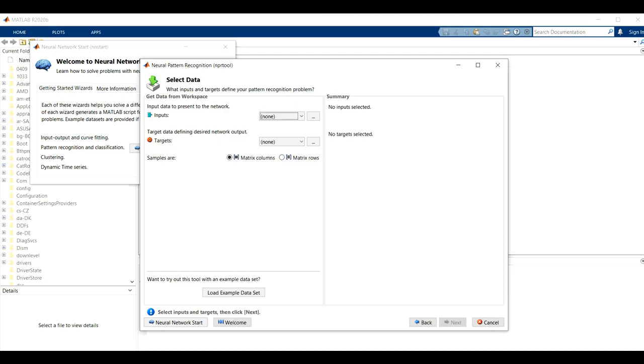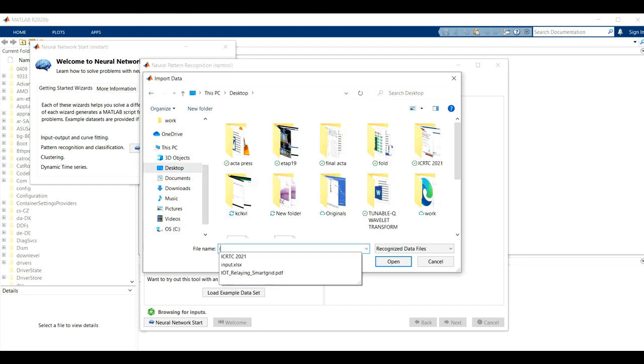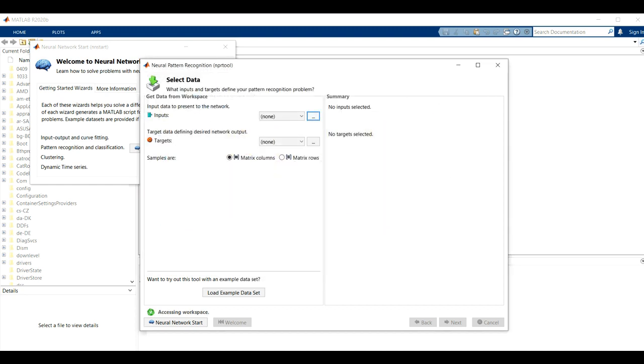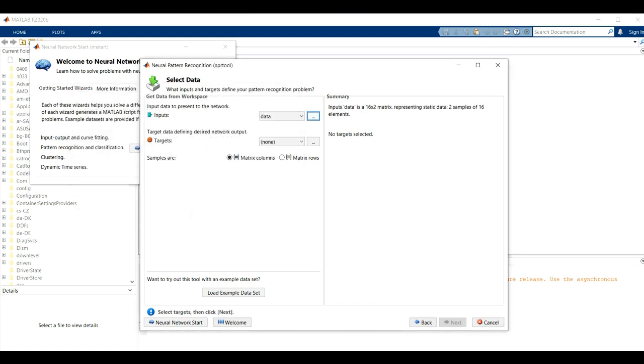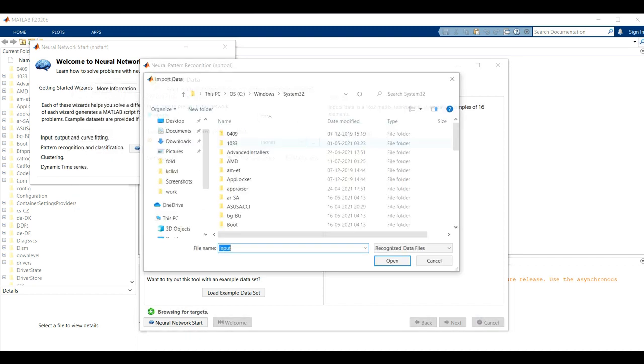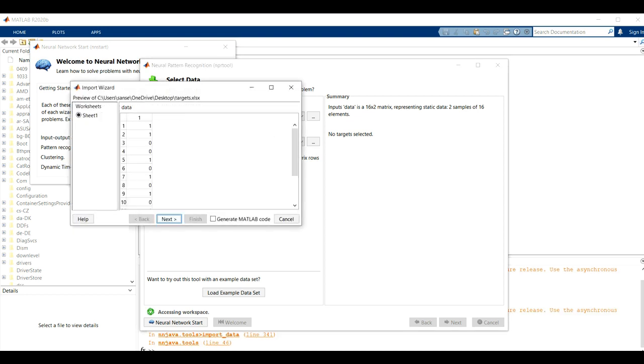So now we have the option to select our data. The input data we have saved in an Excel sheet, input.xlsx. So now load the data. We get the different attributes like blood sugar and blood pressure values here. Now make it finish, and now load the targets, whether the patient is diabetic or not. Choose the target.xlsx file and load the target file here. So we have 1, 1, 0, 0, 1 like that. Next, finish.